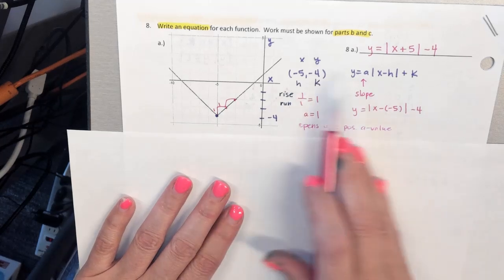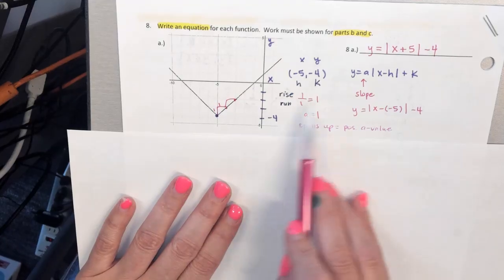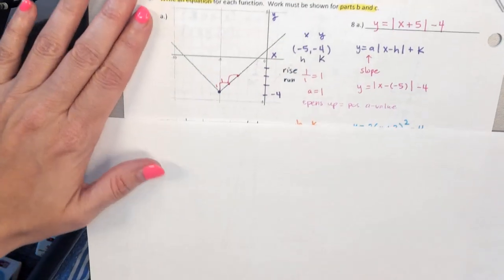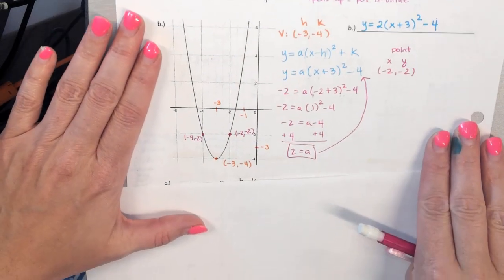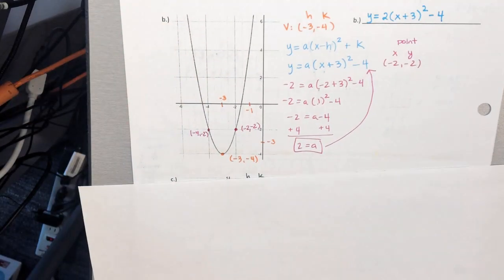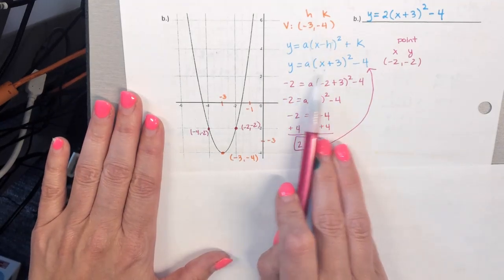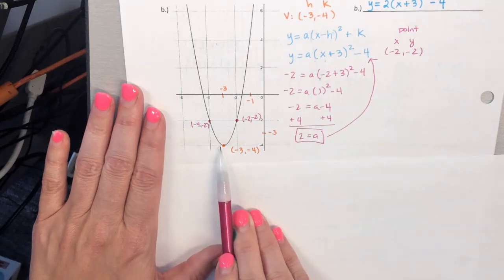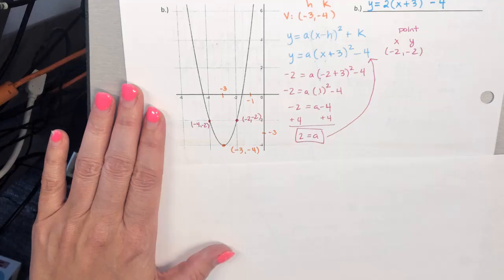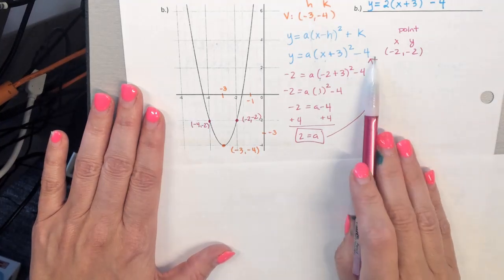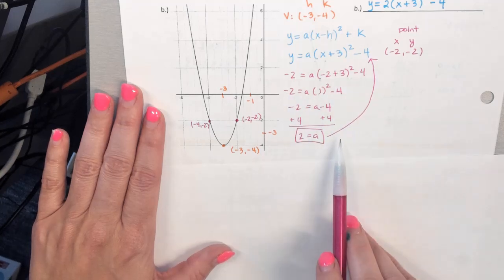Okay, again, I showed a lot of things here. You don't necessarily have to show those. You might want to write out your rise over run. What you do have to show your work for is part B. So we went over this again the other day. What you have to show is that you're plugging in your vertex. So your vertex is -3, -4. And then you pick any point on the parabola. I chose -2, -2, and plug that in for x and y.